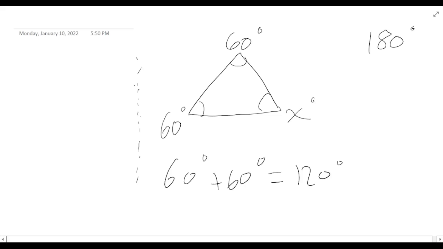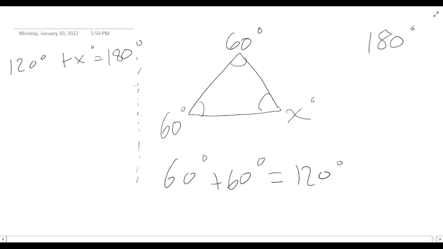So now that we know we have 120 degrees, we know we have to add in some random number. We have to add in some x, some number that we do not know. So let's write in x degrees. And we know that it's going to equal 180. So now we have 120 degrees plus x degrees equals 180 degrees.